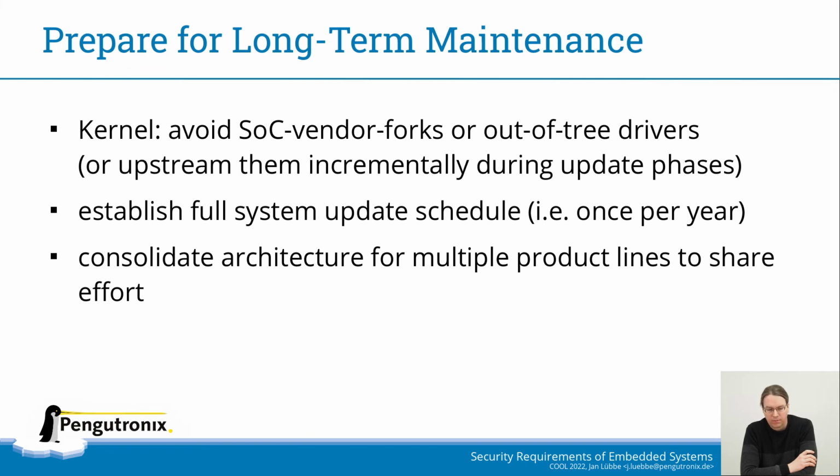We should avoid the kernel vendor forks if upstream support exists in the Linux kernel, or out of tree drivers, because they lock us in old versions and we cannot follow the security releases for as long as we would need to. So it's very beneficial to have a fixed development and update schedule for the system. So something like every once in a year, update all of the baseline components to be in a state where they are still supported from upstream. That makes it much easier to add security fixes and then release them into the field.